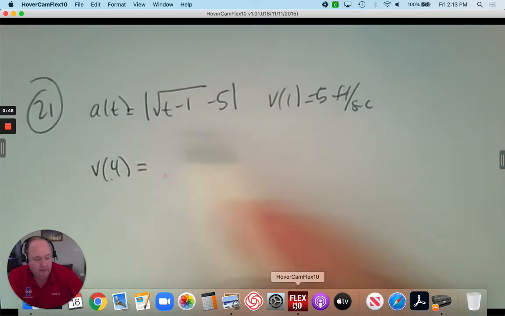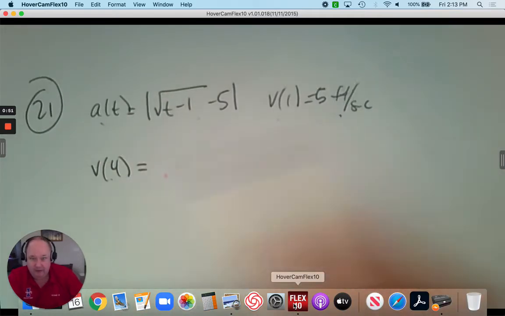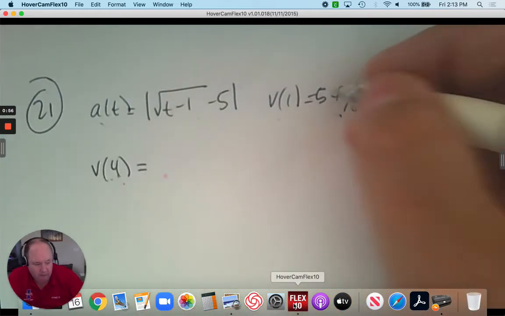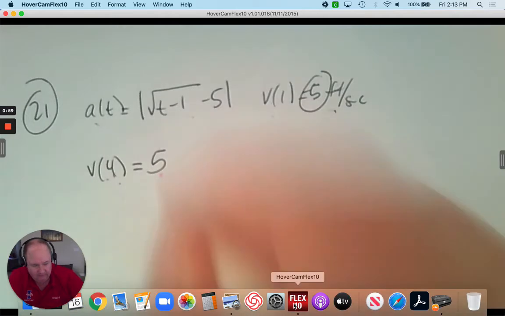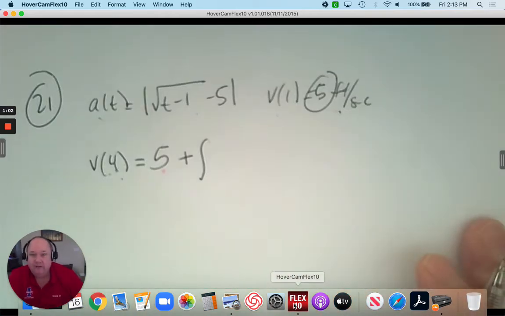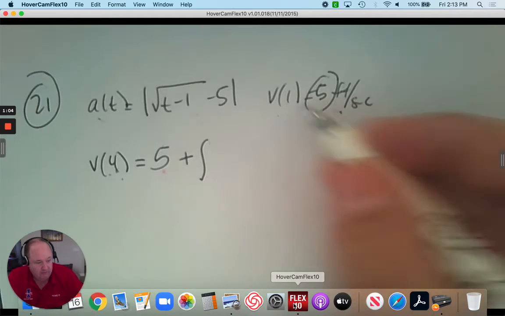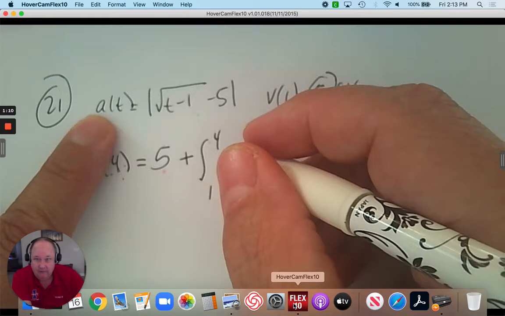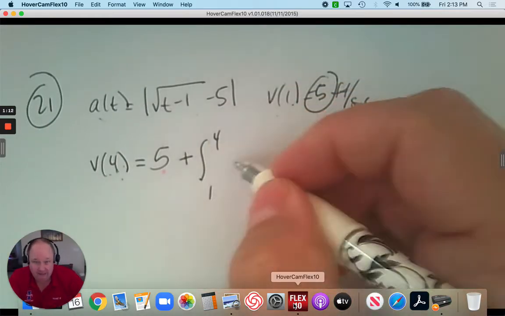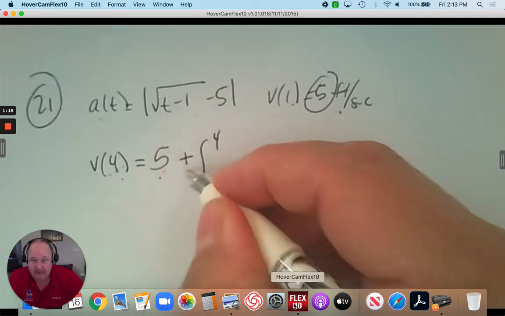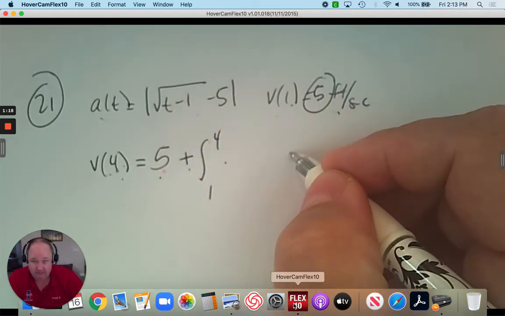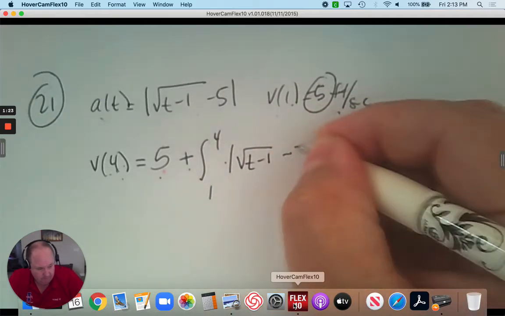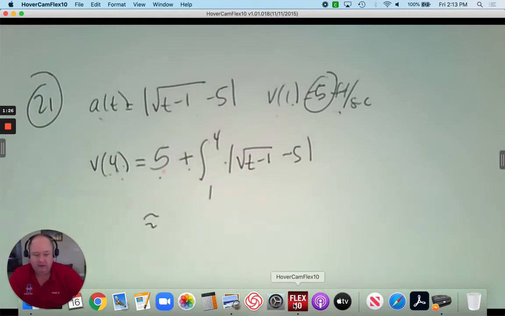So my goal is to take this information and find what the velocity is at 4 seconds. So this is a starting value problem. The value we're starting with is 5. And then we're going to integrate the acceleration from 1 to 4. The integration of acceleration is velocity. So from 5, adding that velocity will give us what we need. And that's it. Let's put it in our calculator.